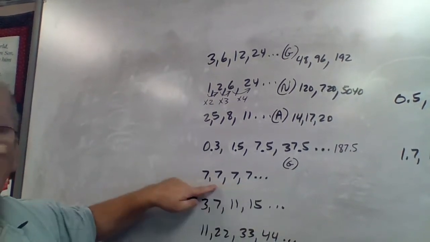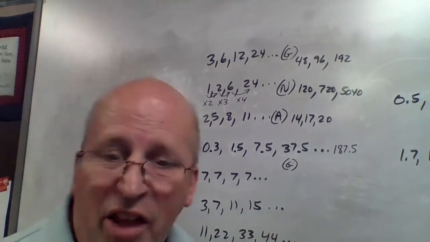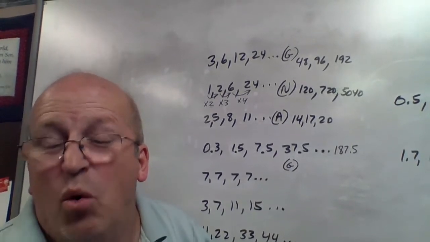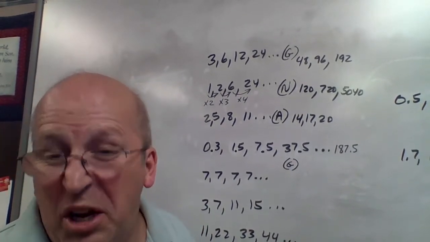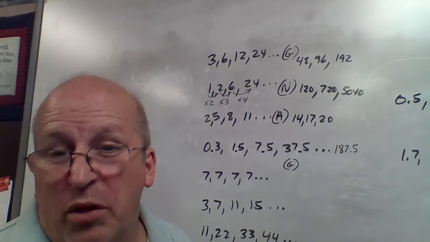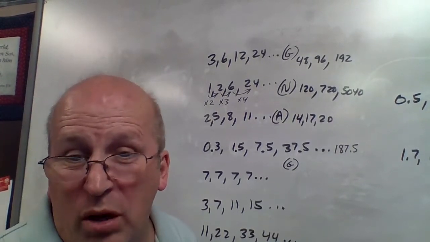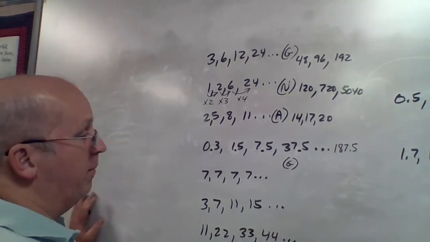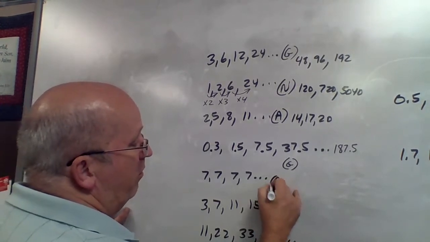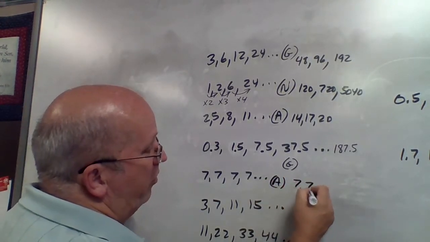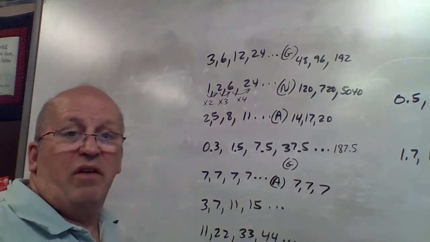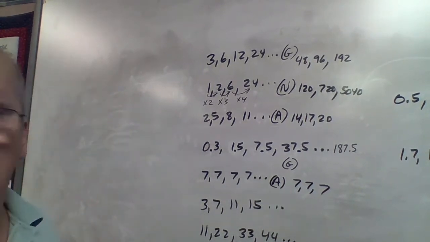Notice this one is weird. You could either say that it's adding of 0 each time, or you could say it's multiplying by 1 each time. So this could be arithmetic, and it could be geometric, depending upon how you think about it. I'm going to call it arithmetic for adding of 0, and the next numbers in the pattern would be 7, 7, and 7, because it's just the way it's working.